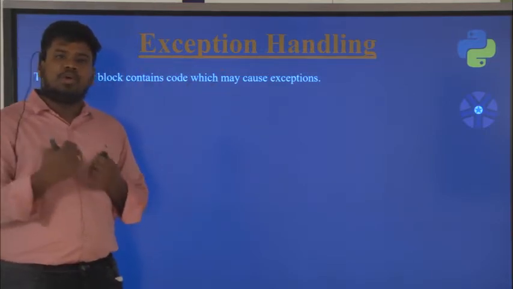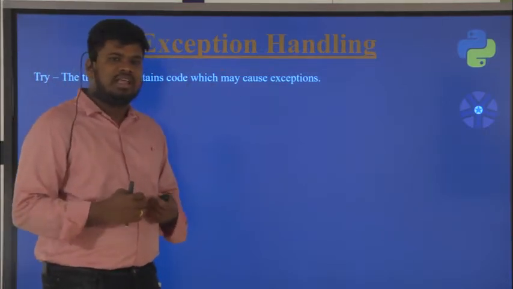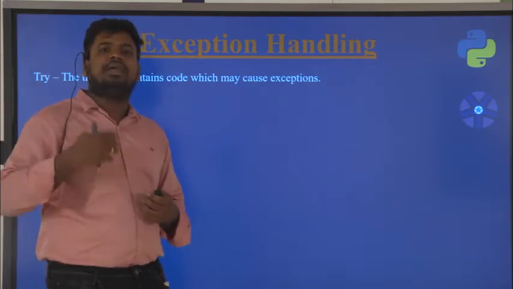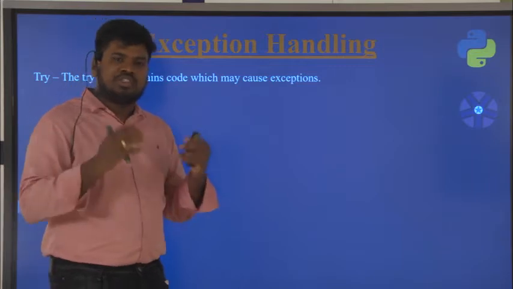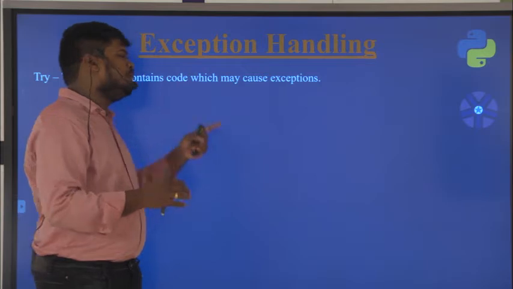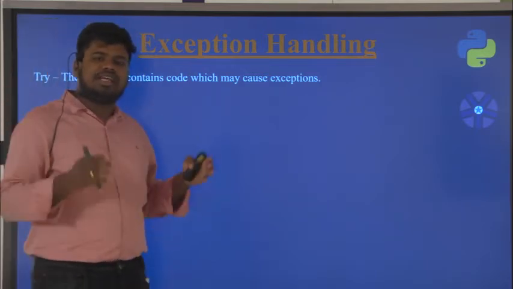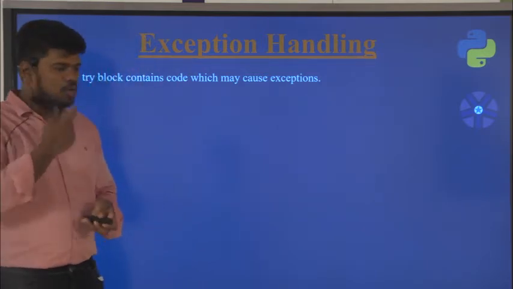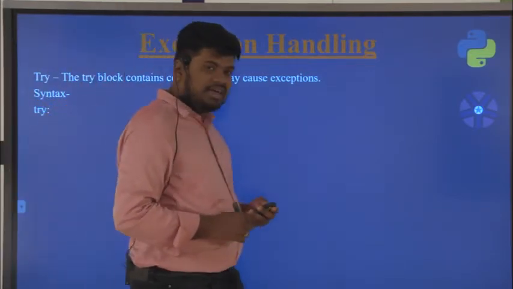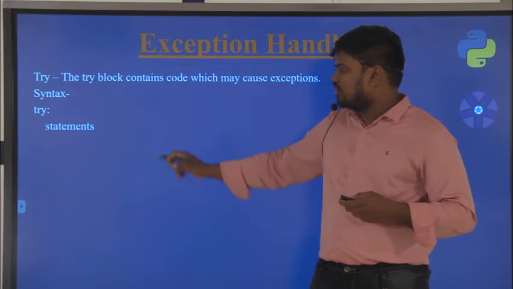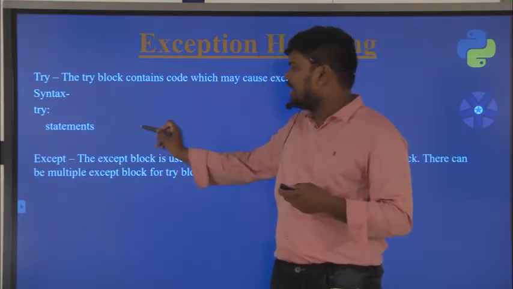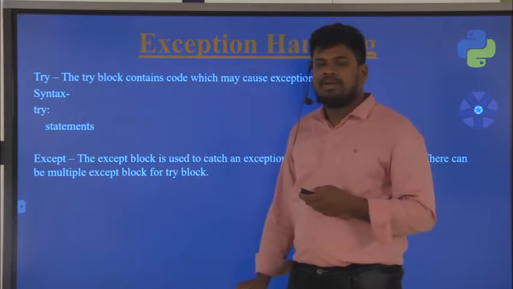That means the programmer who is writing my program thinks in advance and assumes that in this line of code there may be a chance of getting an exception. So the programmer will put the problematic code entirely into my try block. The syntax of a try block is: first I go with try, and next I write down the problematic statements here.